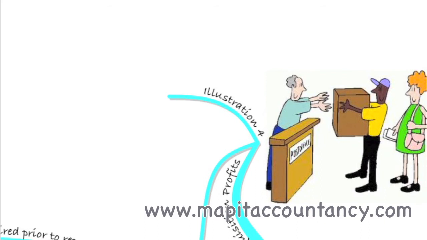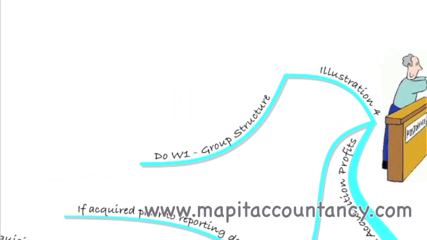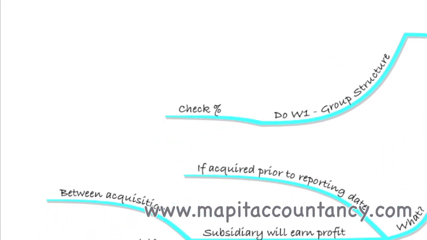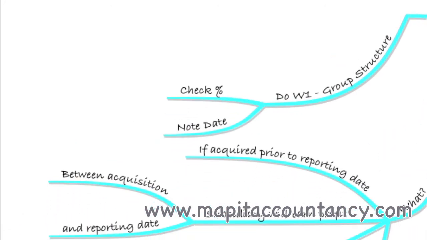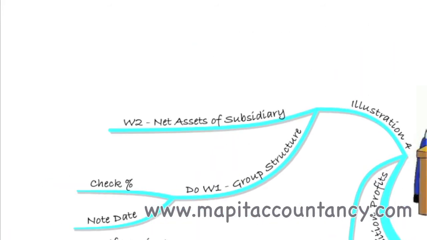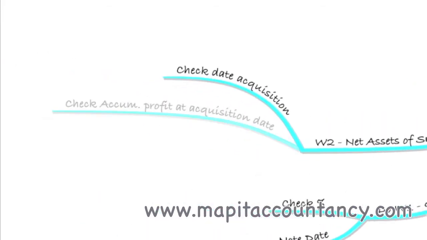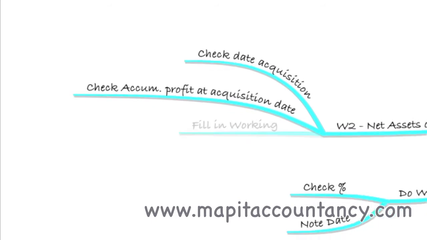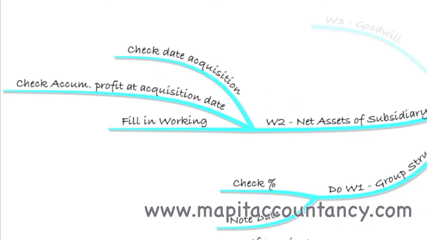We looked at illustration 4. We did working 1, which was our group structure. Key things on working 1, check the percentage ownership and note the date so you get the date of acquisition correct. Working 2 is our equity table to calculate the net assets. Again, check the date of acquisition, check accumulated profit at the acquisition date, and then fill that into your working.